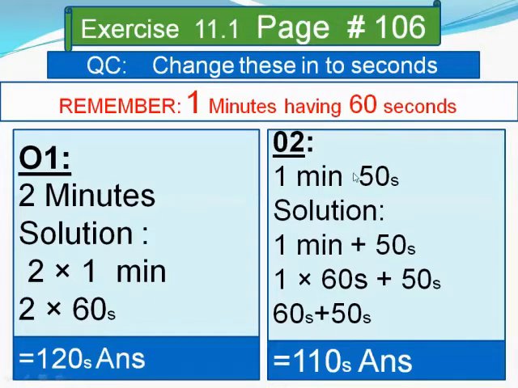1 minute and 50 seconds. See the solution. 1 minute means how many seconds? 60 seconds. That's why 1 multiplied by 60 seconds, plus 50 seconds, which is less than 60, so it stays the same here, 50 seconds. 1 times 60 is 60 seconds plus 50 seconds. The whole value is changed into seconds. 60 plus 50 is equal to 110 seconds. It means 1 minute and 50 seconds is equal to 110 seconds.